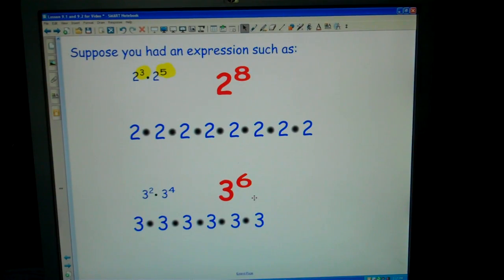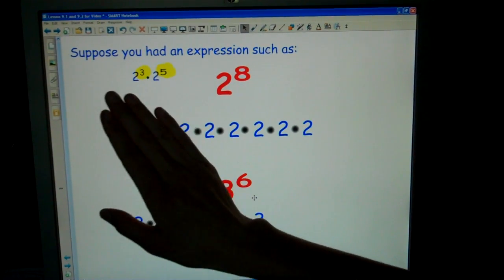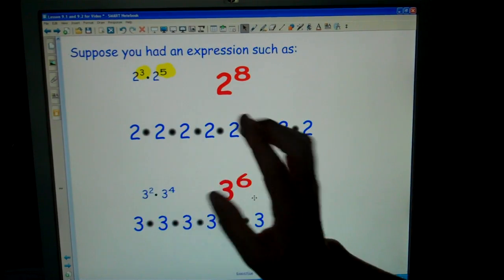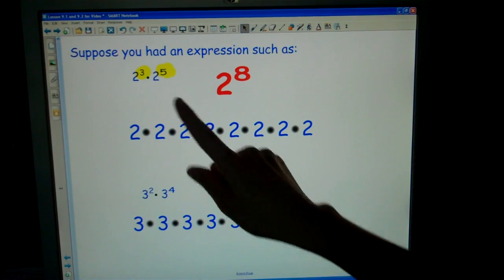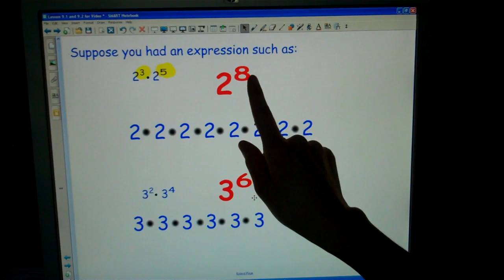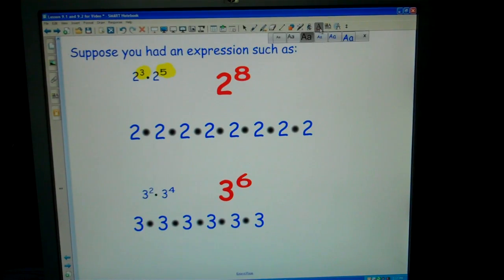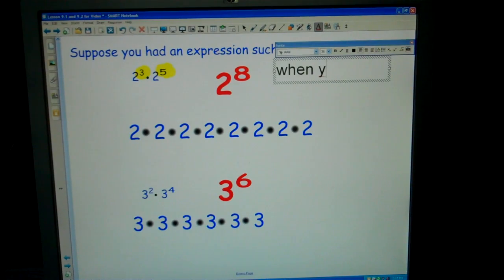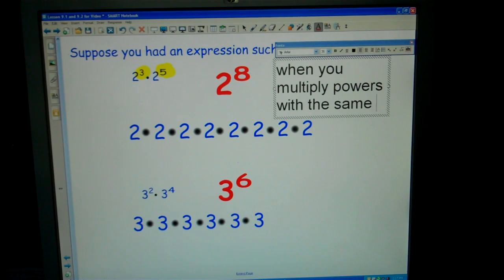Here's what you need to write down. When you multiply powers with the same base, what do you do with the exponents? You add them. So, all right, write that out right now. When you multiply powers with the same base, what did we do with the exponents? You add the exponents.